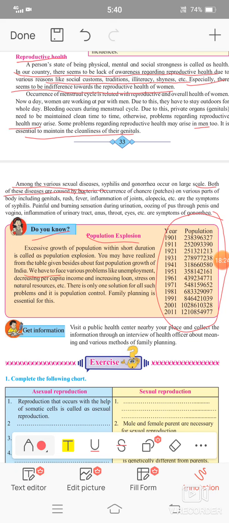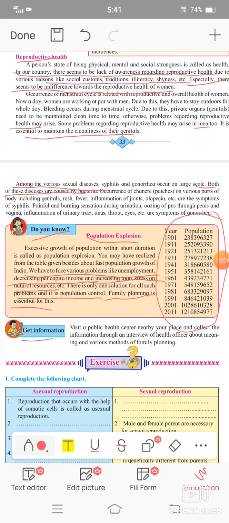याचा सगळा परिणाम जो आहे that is various problems, that is unemployment, decrease in per capita income, दरडोई उत्पन्न कमी होतं, increasing in loan, stress on the natural resources, तर सगळ्यावरती जो ताण आहे तो येतो, लोनची संख्या वाढते, increasing loans, decreasing per capita income, दरडोई उत्पन्न माणसाचं कमी होतं. This is the only solution to all such problems, that is to control population. Family planning is essential for this. तर family planning करणं आणि population control करणं हे एकमेव उपाय आहे या सगळ्या गोष्टींवरतीच आपल्याला मात करायची असेल.